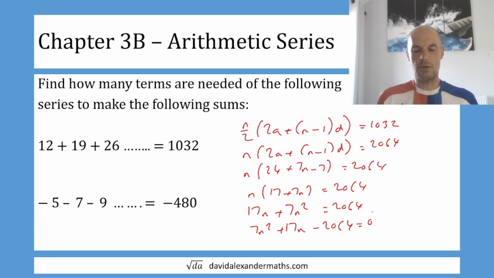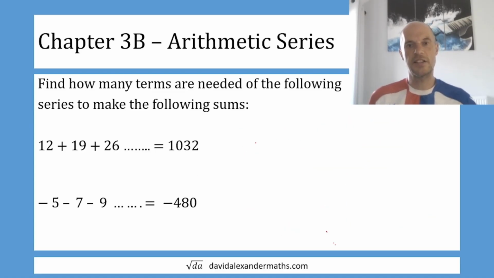Grab the quadratic equation solver on the calculator. 7, 17, minus 2064, and we get n is 16. So there we have it. So n is 16. So that's the number of terms needed to get the arithmetic series of 1032. Okay, so let's look at this second example.